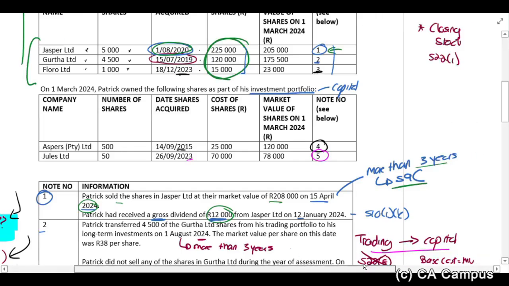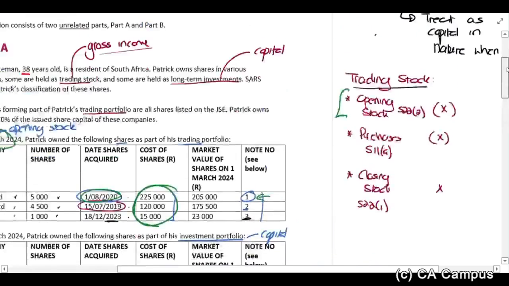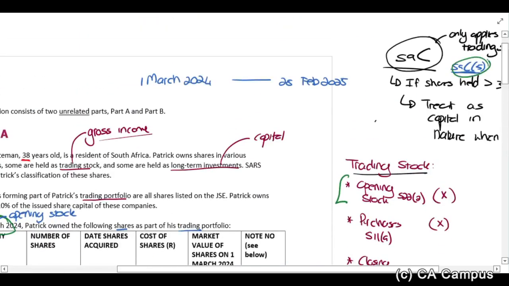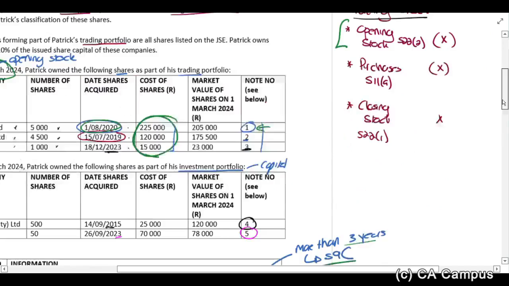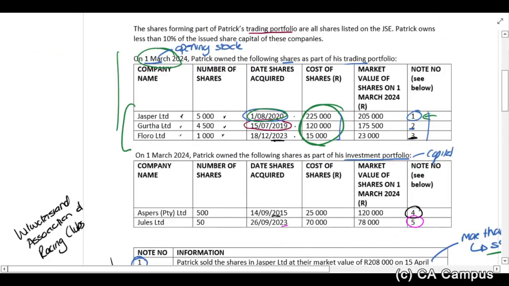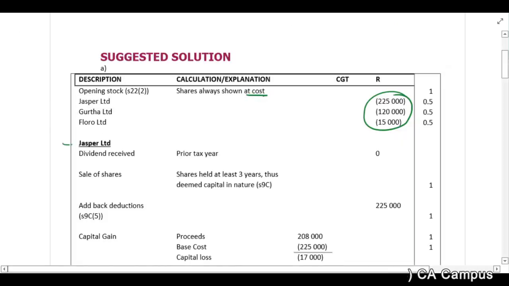Okay, and then you'll see, remember I made a comment here somewhere about Section 9C5 over there. Section 9C5 says when you sell trading shares that used to be trading stock, and Section 9C applies, so that means where they've been held for longer than 3 years, Section 9C5 tells you whatever amount you claimed as a deduction must be added back. Now for Jasper, we would have claimed that opening stock as a deduction, so you'll see that gets added back. Okay, so here we go, Jasper.